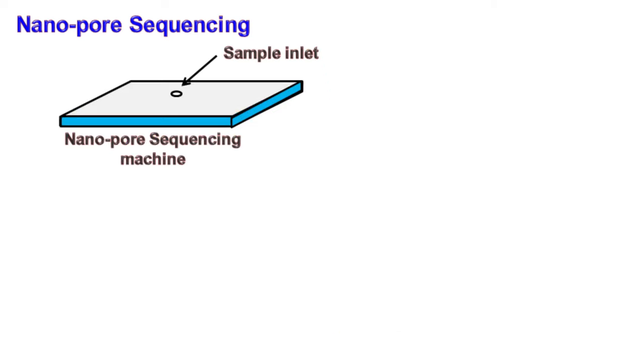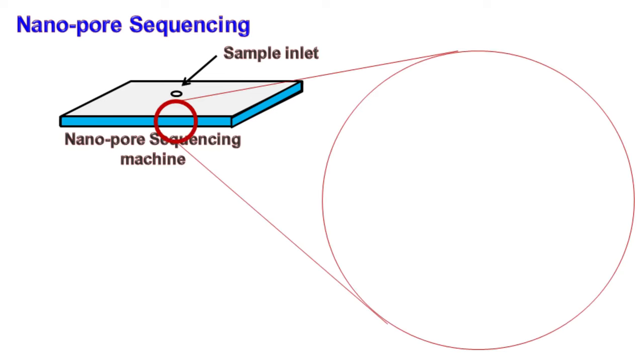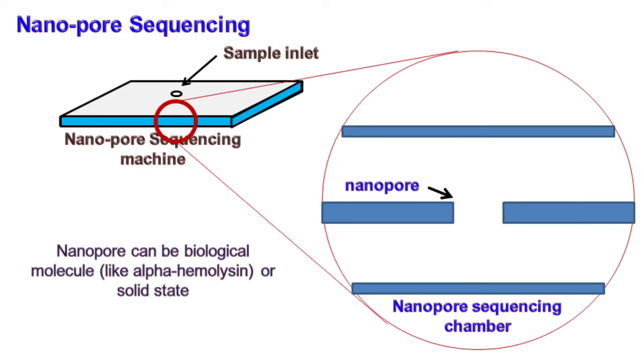The nanopore sequencing machine is very small. It uses a small chamber having a hole with few nanometers in diameter. The nanopore can either be solid state or made up of biological molecule. DNA or RNA is introduced in the chamber through the sample inlet.